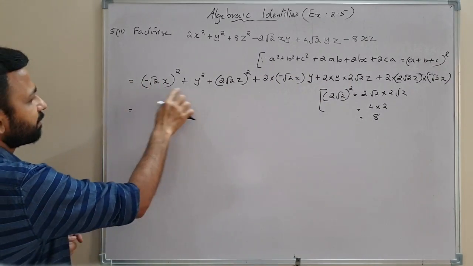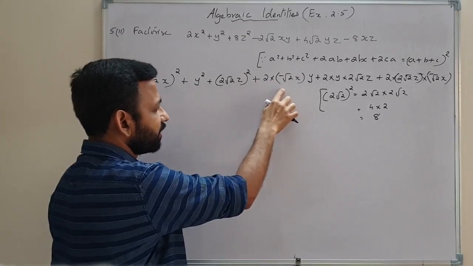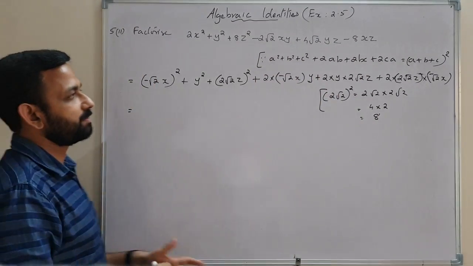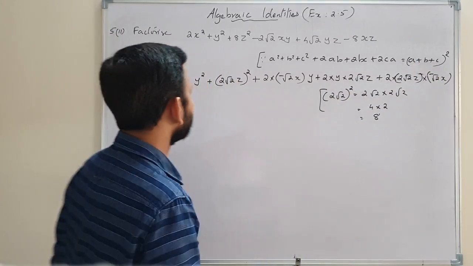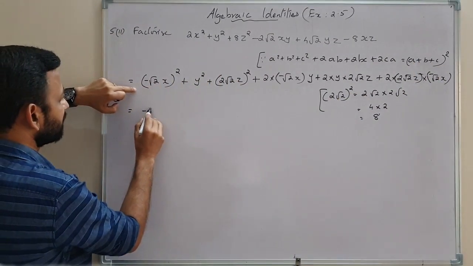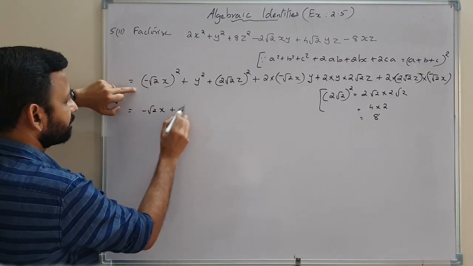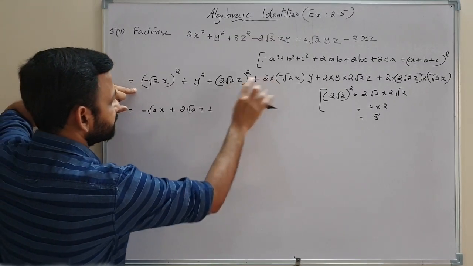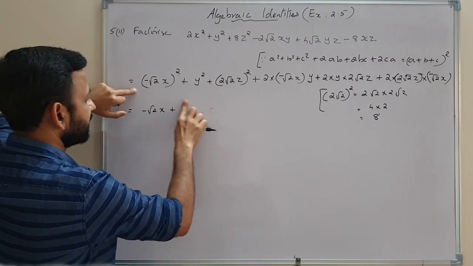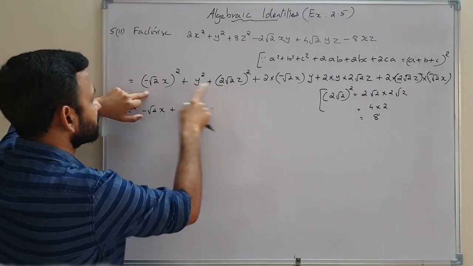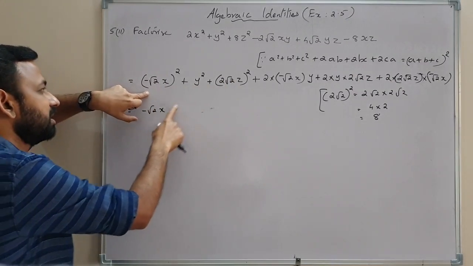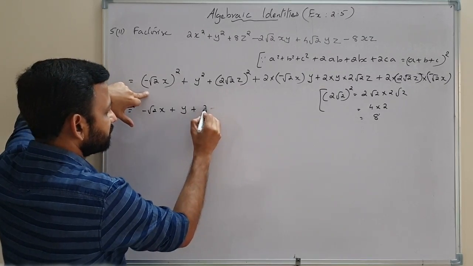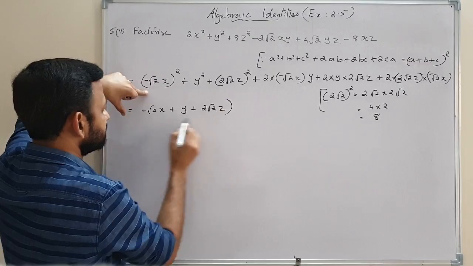Then a square plus b square plus c square plus 2ab plus 2bc plus 2ca equal to (a plus b plus c) whole square. So here a is minus root 2 x, b is y, and c is 2 root 2 z. So the result is (minus root 2 x plus y plus 2 root 2 z) whole square.